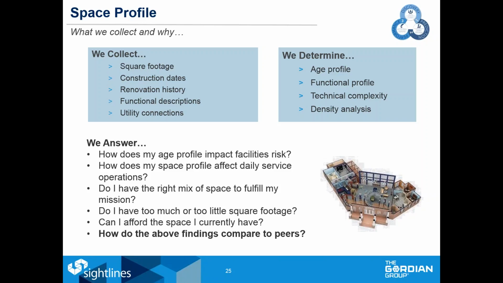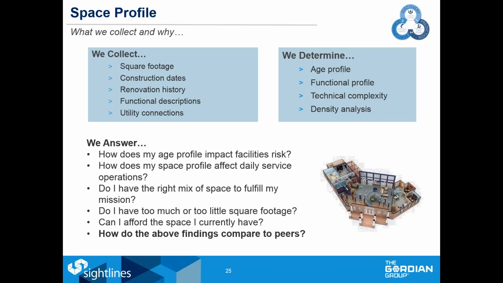And so we're looking to answer a couple of core questions when we look at space. Is there anything that sticks out to us about just the age profile of your campus? We looked at what we call the camel hump graph earlier that shows different ages of construction. Well, that affects maintenance. We want to know, how does that affect your daily service organization? We want to look at mix of space. Do campuses like you have comparable types of facilities? Do I have too much compared with others, or am I underspaced? And finally, a very, very important question is, can I afford the space that I currently have?